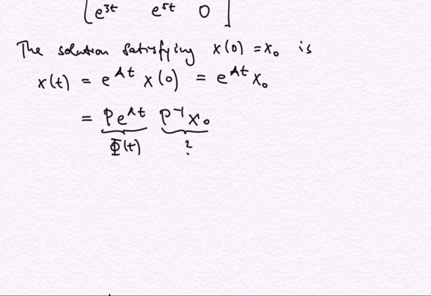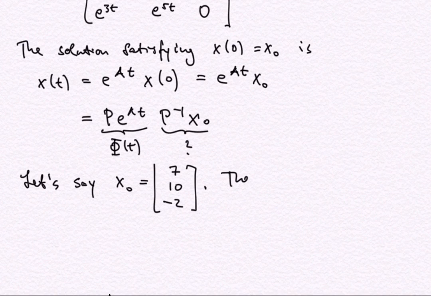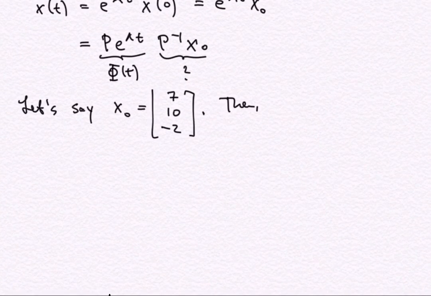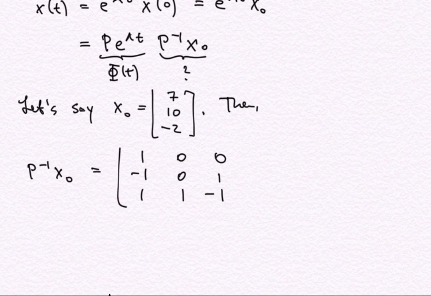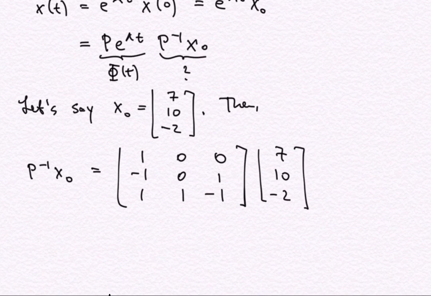So let's just grab some arbitrary vector we want to satisfy in point 0. So let's say x naught is given as 7, 10, and minus 2. Yeah? Just some house numbers. Well, minus 2 is probably not a house number. Then P inverse x naught is equal to the matrix 1, minus 1, 1, 0, 0, 1, 0, 1, minus 1, times 7, 10, minus 2. This is 7, minus 9 and 19.